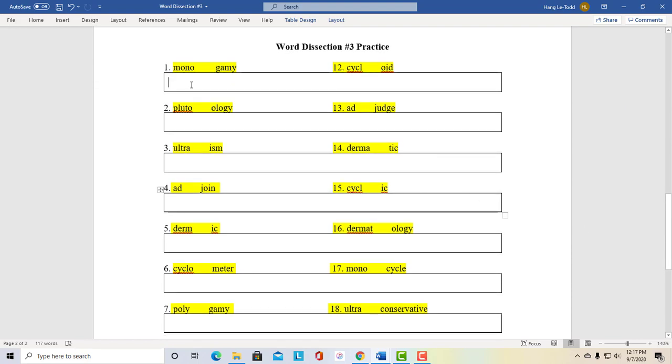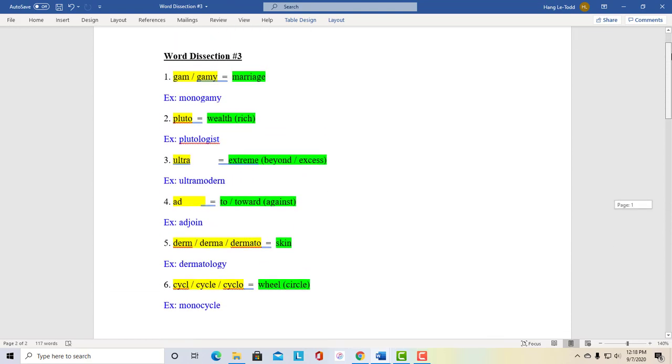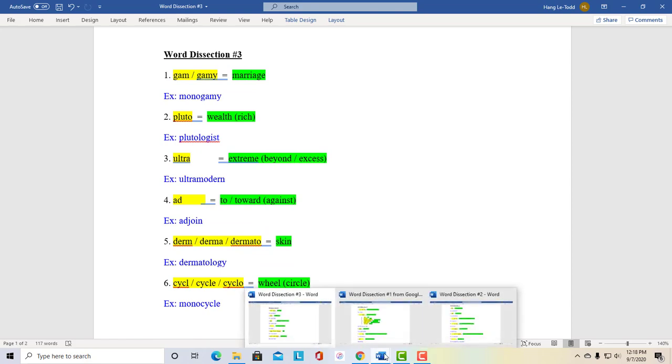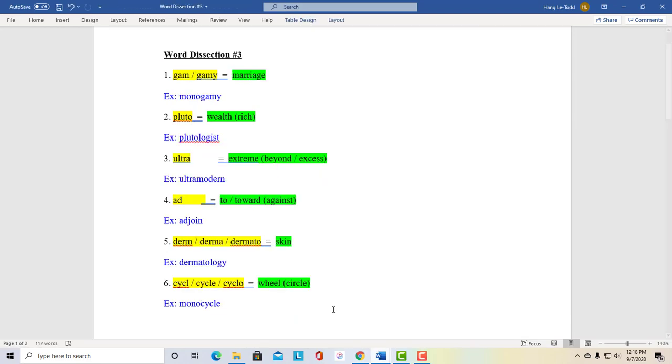So let's start with number 1. Put our cursor in the box. Alright, so number 1, mono. Is that one of our words from this week? If you've already copied it, you should know. Is mono from Word Dissection 3? No. So let's look at Word Dissection 1. Yes, I see mono, which means one or single. So I'm going to go back to the practice.